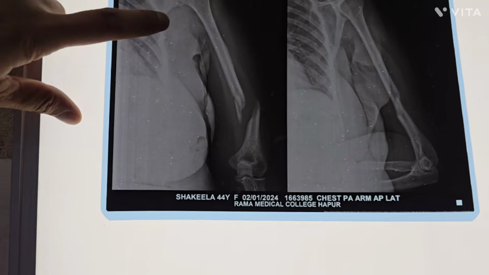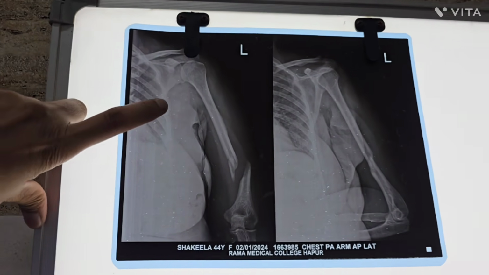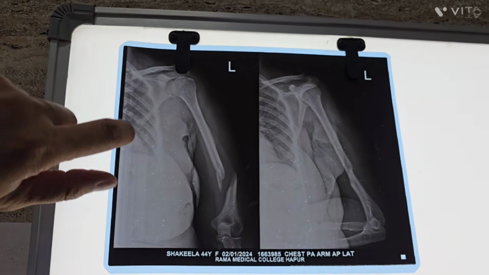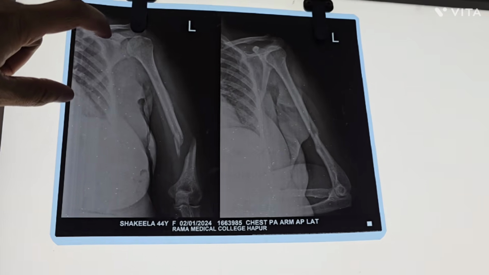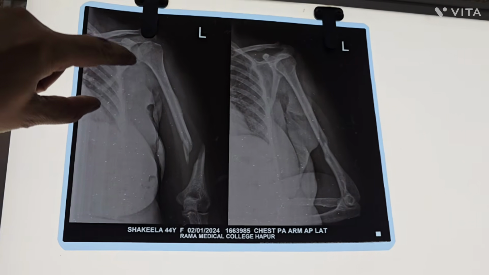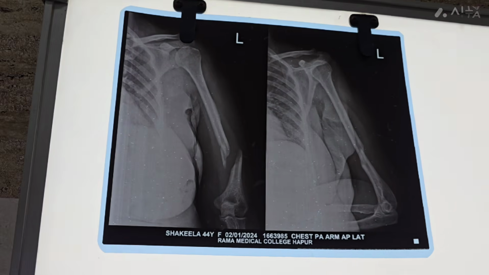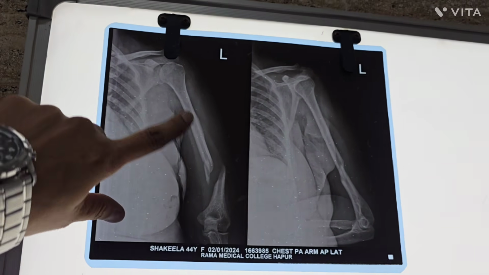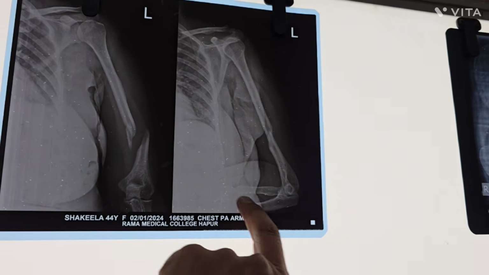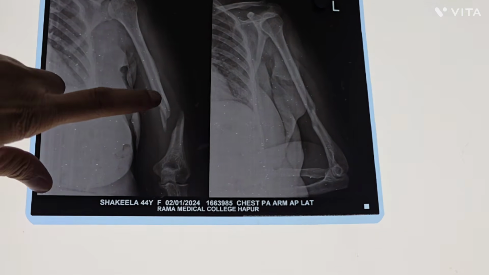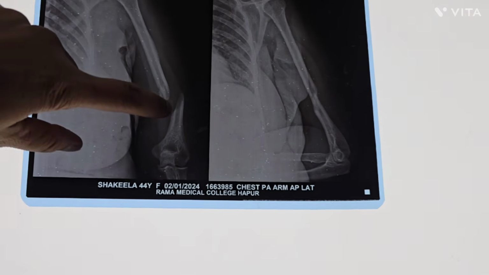So this is the next humerus patient. Again, you can read it like this. This is a skeletally mature arm taken in AP and lateral view, showing part of the chest, clavicle, and part of the scapula, the proximal part of the humerus, part of the distal humerus, and the proximal part of the radius and ulna. You can see in this case the distal one-third of the humerus is fractured.